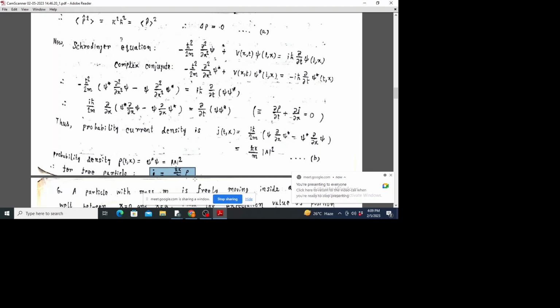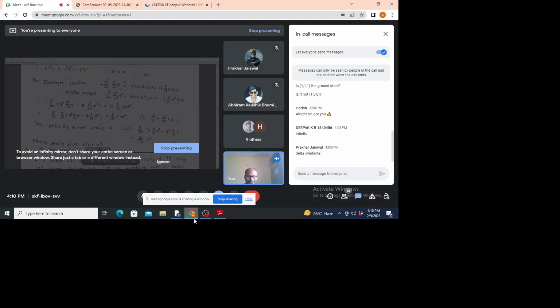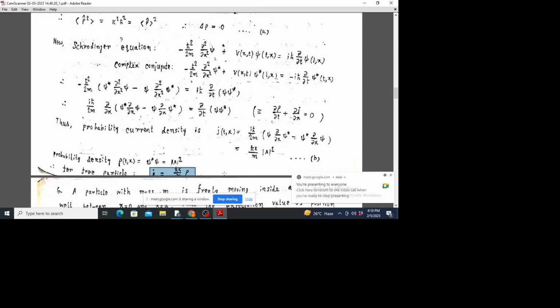And do you recognize what h cut k by m is for a free particle? h cut k is momentum. So if h cut k is momentum, then what is momentum by m? This is like velocity or speed. So for a free particle we get the equation J is equal to rho v.